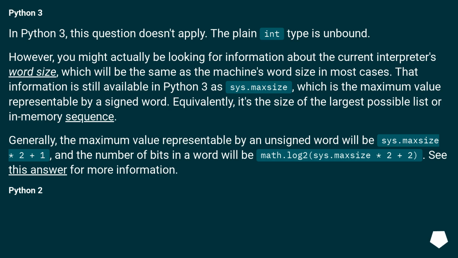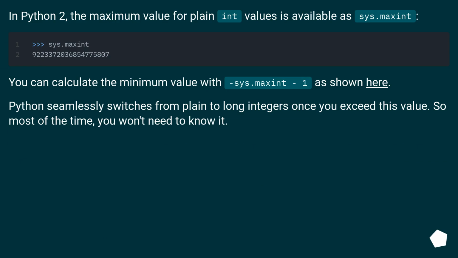Python 2. In Python 2, the maximum value for plain int values is available as sys.maxint. You can calculate the minimum value with -sys.maxint - 1, as shown here. Python seamlessly switches from plain to long integers once you exceed this value. So most of the time, you won't need to know it.